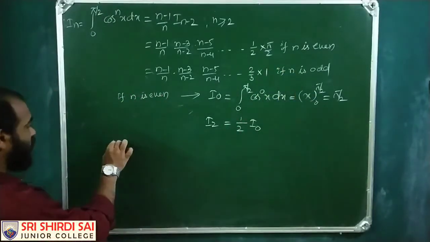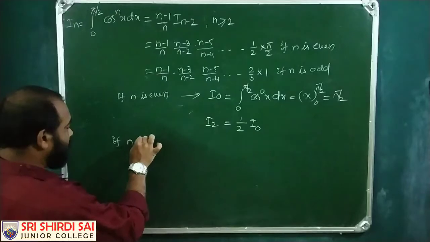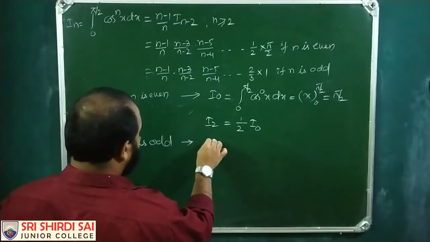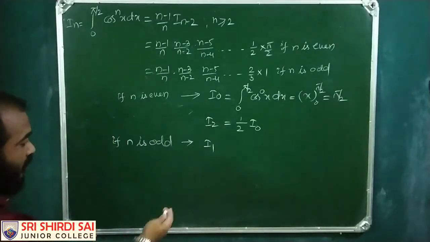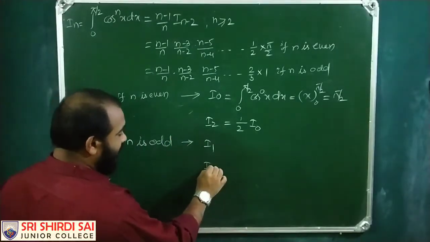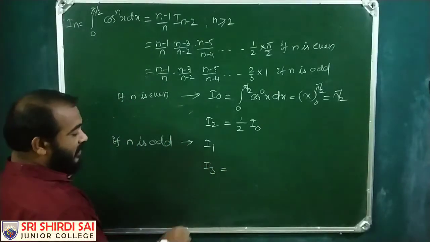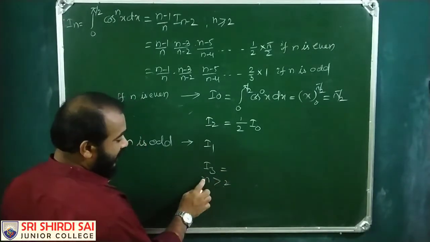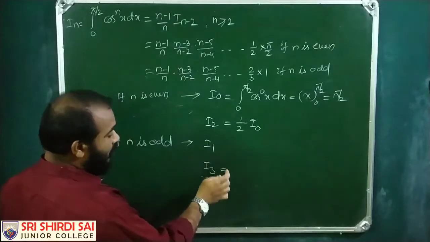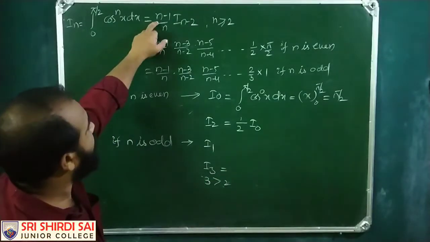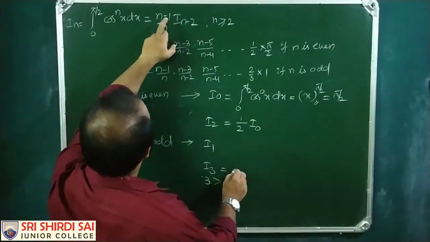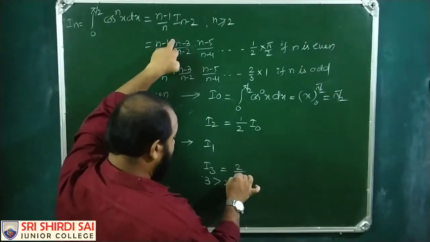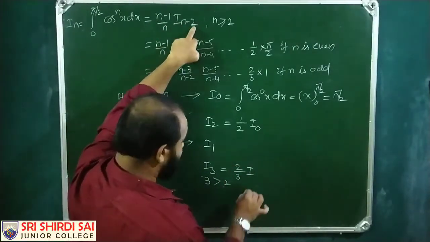And if n is odd, we end up with I1. What is the value before that? I3. Since n is 3, which is greater than 2, we can substitute in this: 3 minus 1, 2 by 3, into I_(3 minus 2), which is I1.